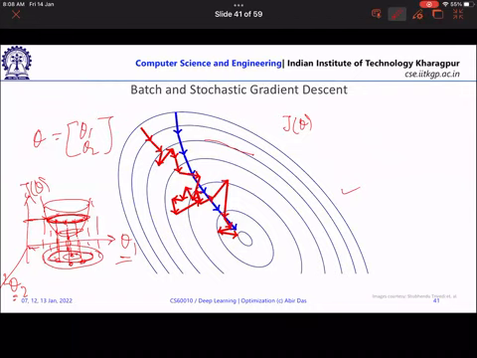So I'll just stop for a bit. If you have any questions on what a contour plot is and so on, please raise your hand.